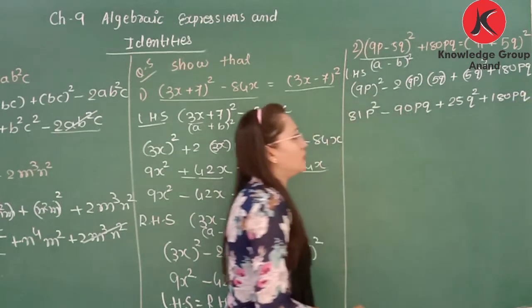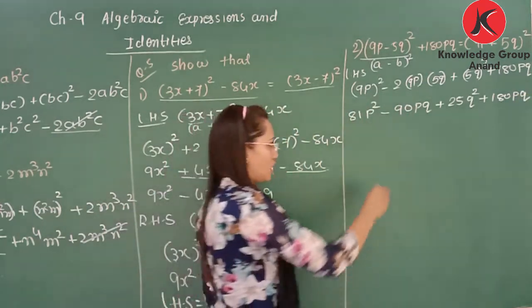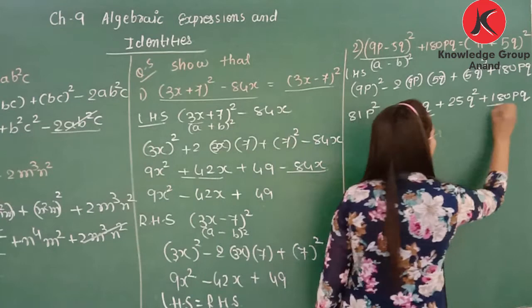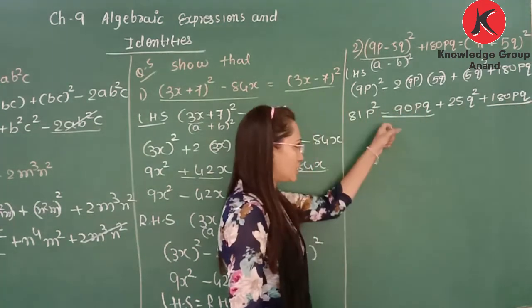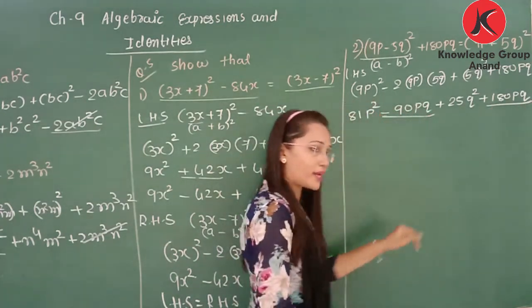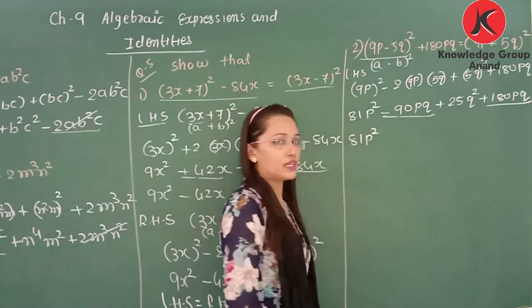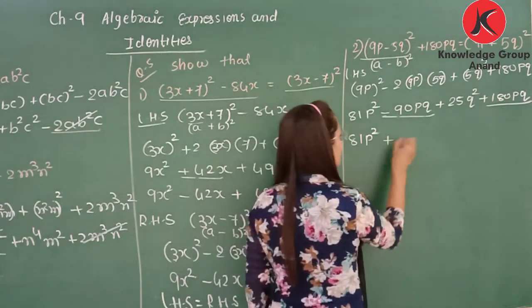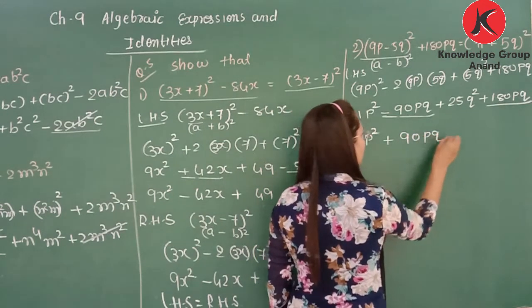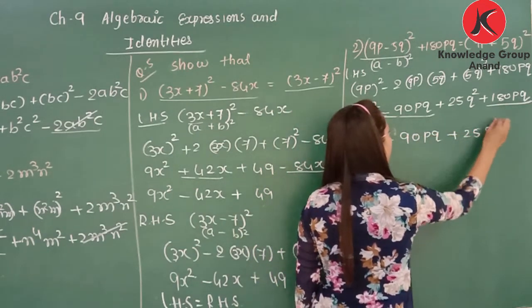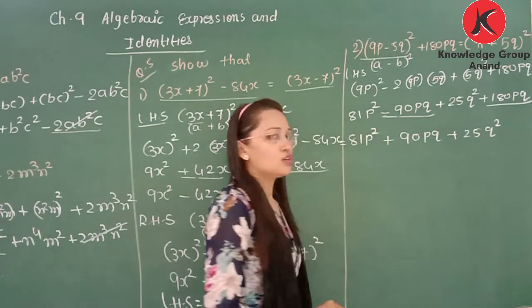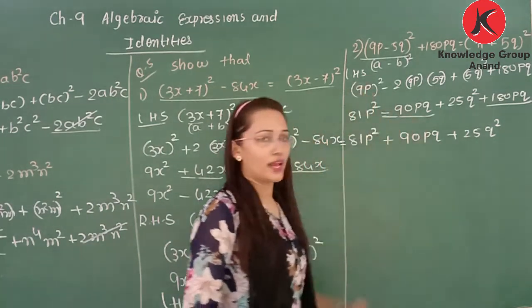Now again, are there any like terms? Yes, 90pq and 180pq. This is negative, this is positive. So subtraction: 90 minus 180 is 90 but with a positive sign, because 180 is larger. So this is the simplification of the left hand side.